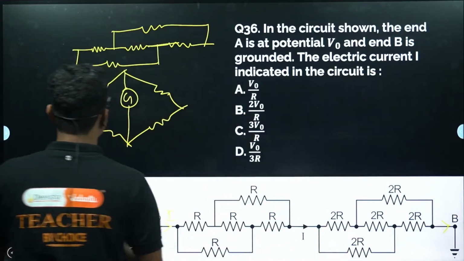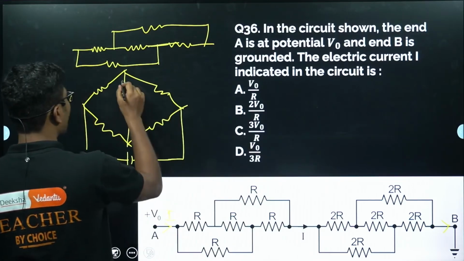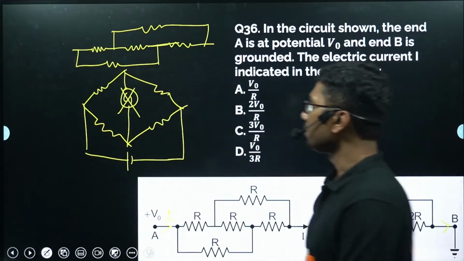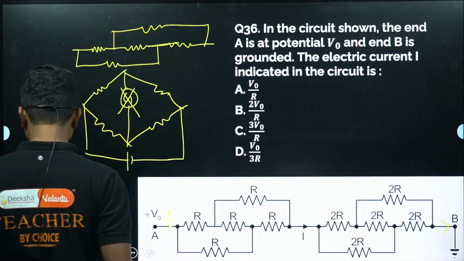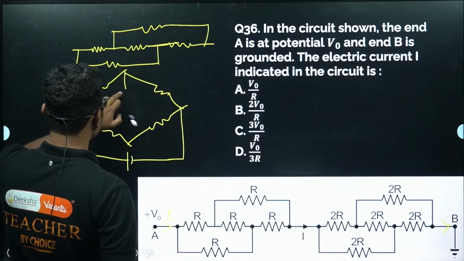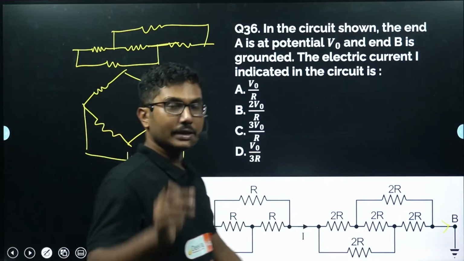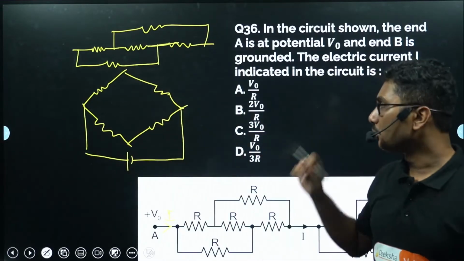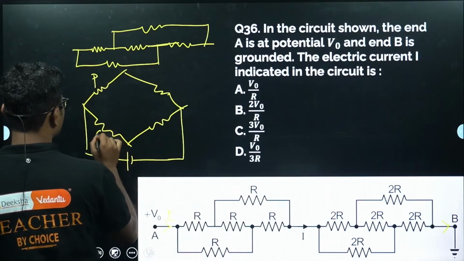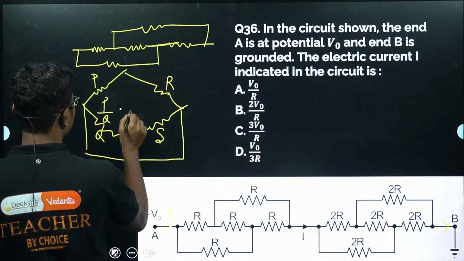Now we know that the condition for balanced Wheatstone bridge means when there is no current flowing through this galvanometer. Galvanometer can be considered open. If there is no current passing through it, you can simply remove it, right? So now it becomes two parallel resistors. This is the trick that you have to learn. Now what is the condition? If this is P, this is Q, this is R, this is S, then P by Q should be equal to R by S.